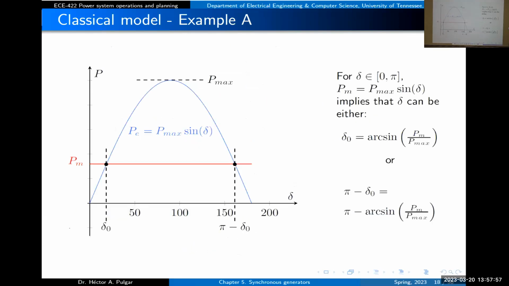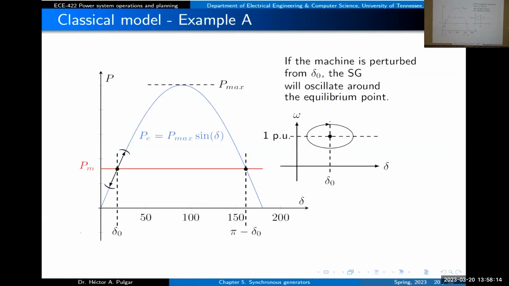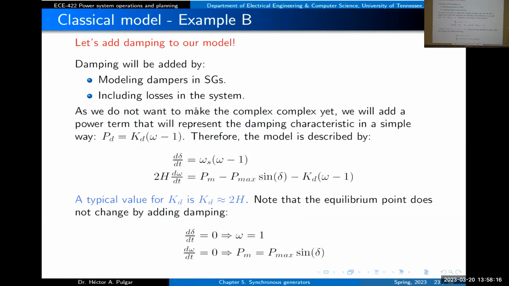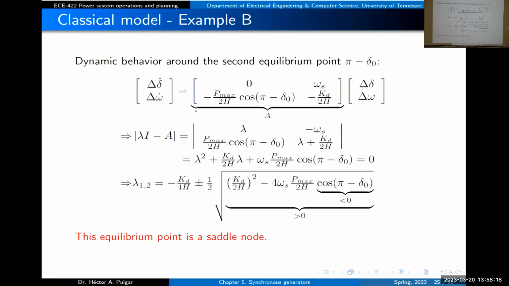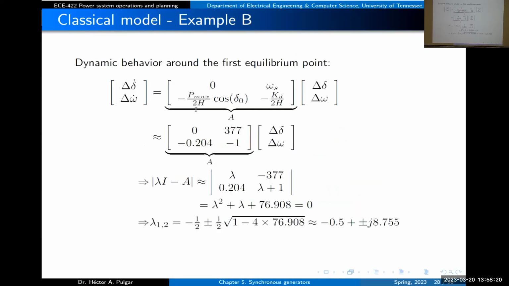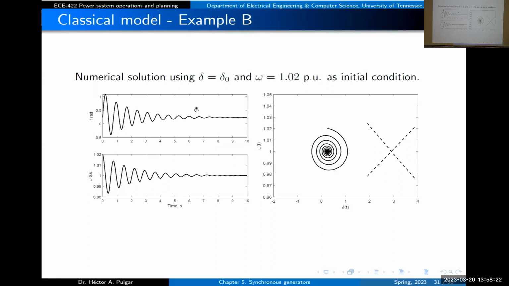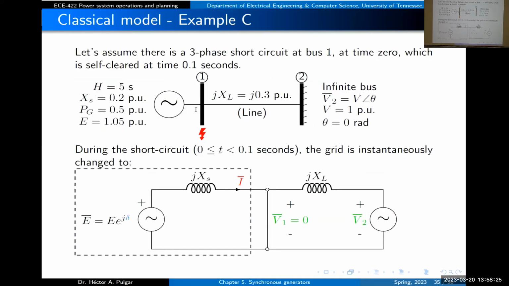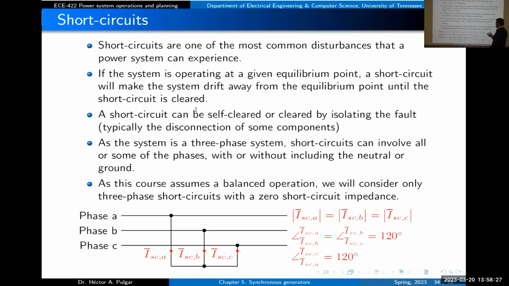We discussed the electrical equilibrium point, and we have this description. This is how the electrical power moves. And then we study the operation of the system around the stable equilibrium point under disturbances. That's how we got different examples: an example B with damping, but the short circuit appears in example C. So we discussed the short circuit.